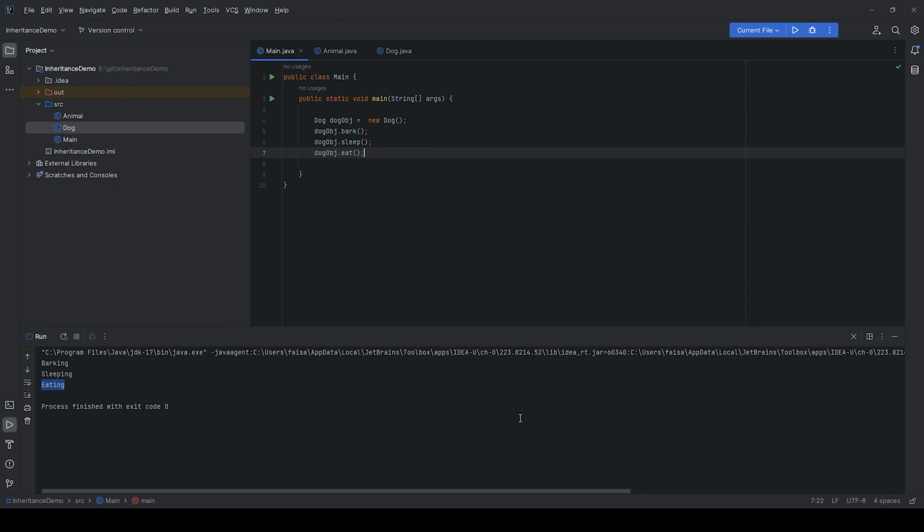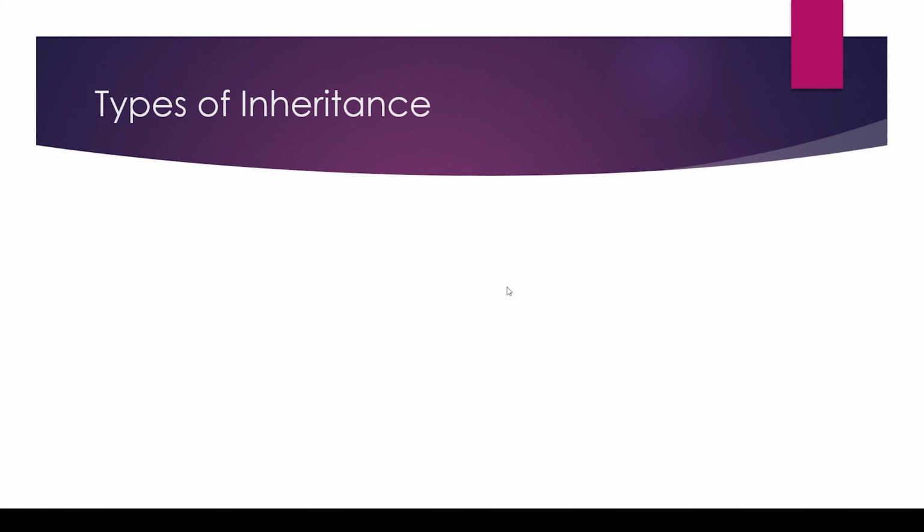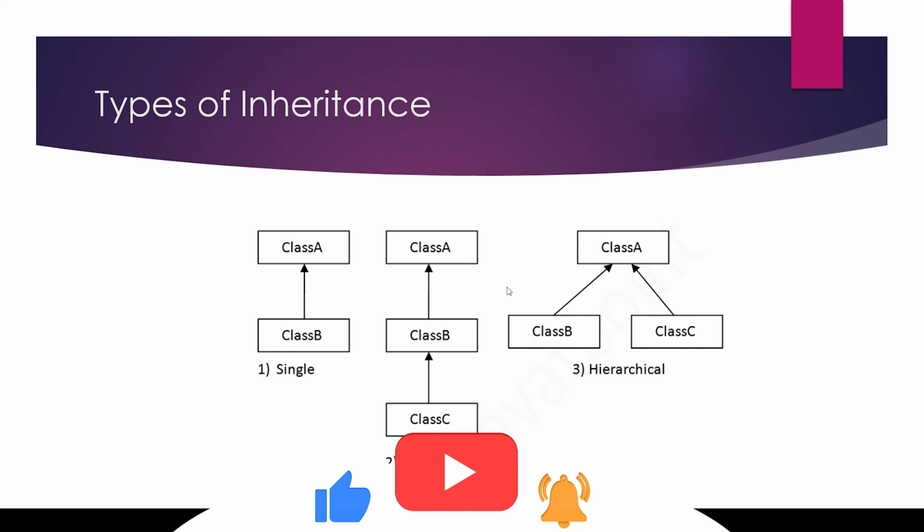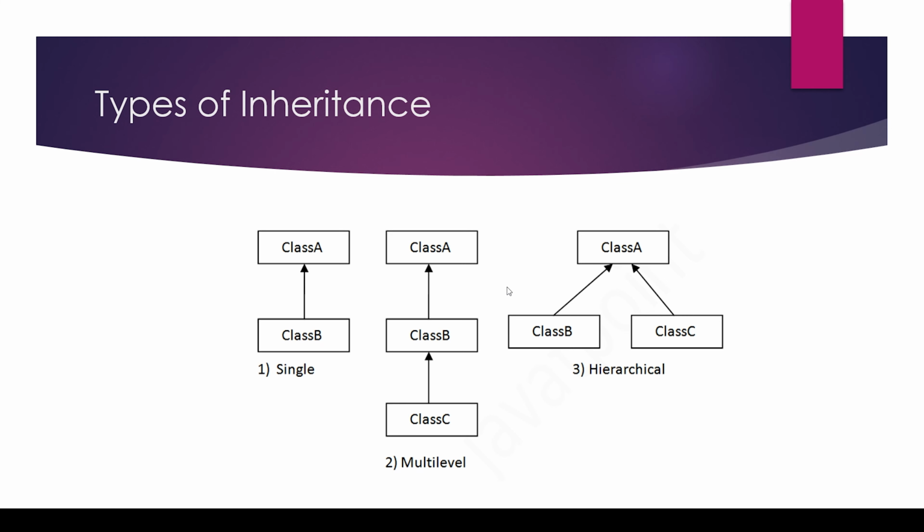Now let's go and try to understand different types of inheritance. I took this image from the internet, and I will try to explain the different types of inheritance. In object oriented programming we have different types of inheritance. One is single inheritance. In single inheritance we have a parent class and then a child class. The example we did with animal and dog was just a single inheritance.